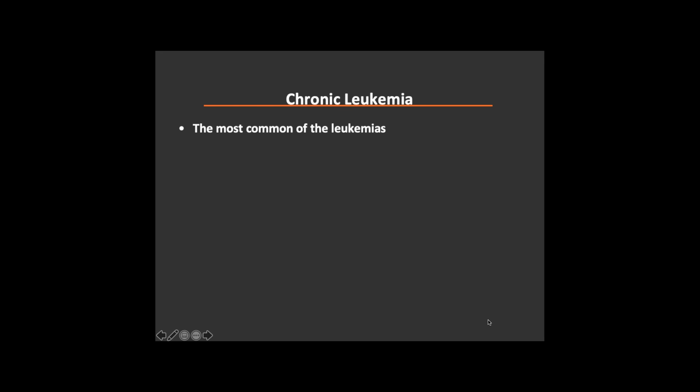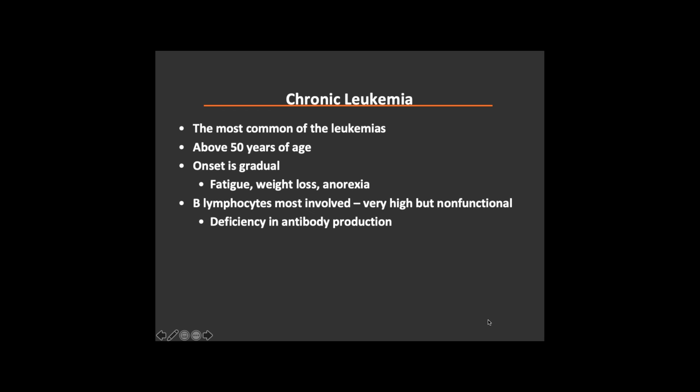Chronic leukemia is the most common of the leukemias, but usually we see this in people above the age of 50. The onset is gradual, the person feels fatigued, has weight loss and anorexia, and B lymphocytes are the most involved, and they're non-functional, so we have a deficiency in antibody production that occurs, so the individual can also be much more susceptible to infection.